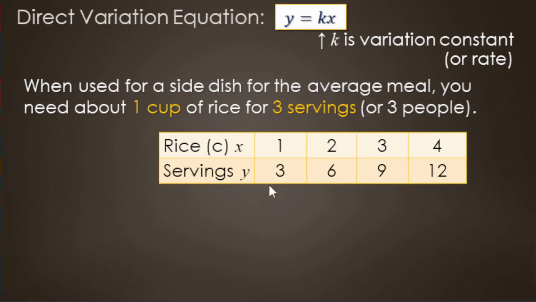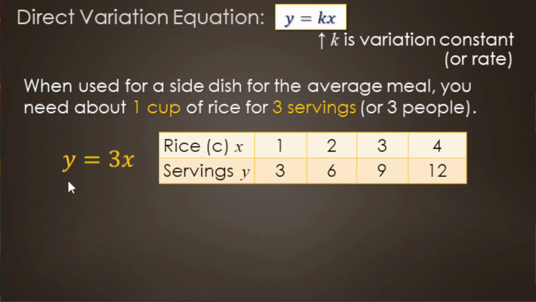So pretty obvious to know if you cook 0 cups of rice, you'll end up with 0 servings. 1 cup of rice goes with 3 servings shown there. 2 cups goes with 6 servings. 3 cups will feed 9 people, and so on there. So basically all we're doing is we're taking how many cups of rice we're using and multiplying it by 3, and that's going to give us how many servings.